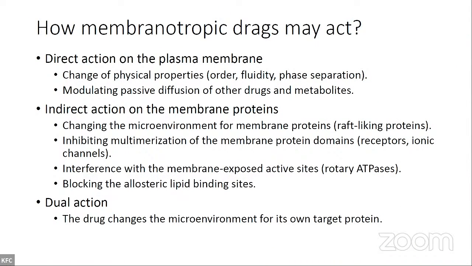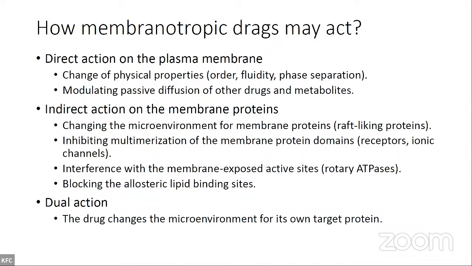So, if we imagine that we want to design a drug which is membranotropic and we want to target the membrane, how can it work? How can we imagine the modality of this drug? First of all, we can imagine direct interaction with the plasma membrane and direct action on the membrane. We can change physical properties of the membrane like ordering, fluidity, phase separation. We can also modulate passive diffusion of other compounds by changing these properties.